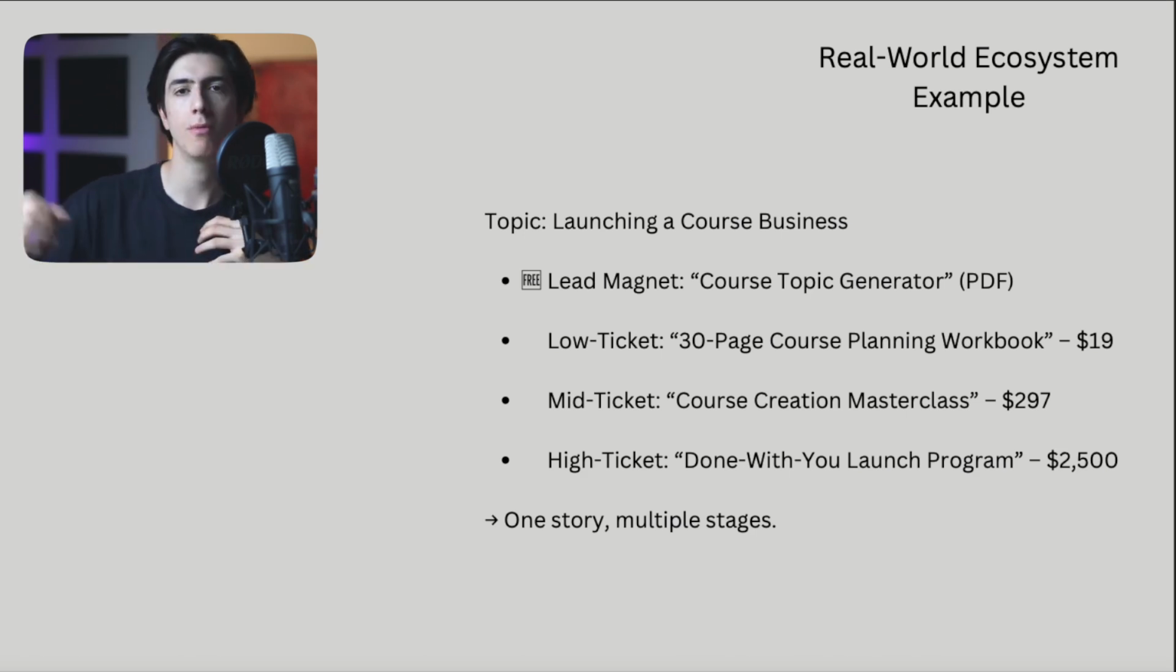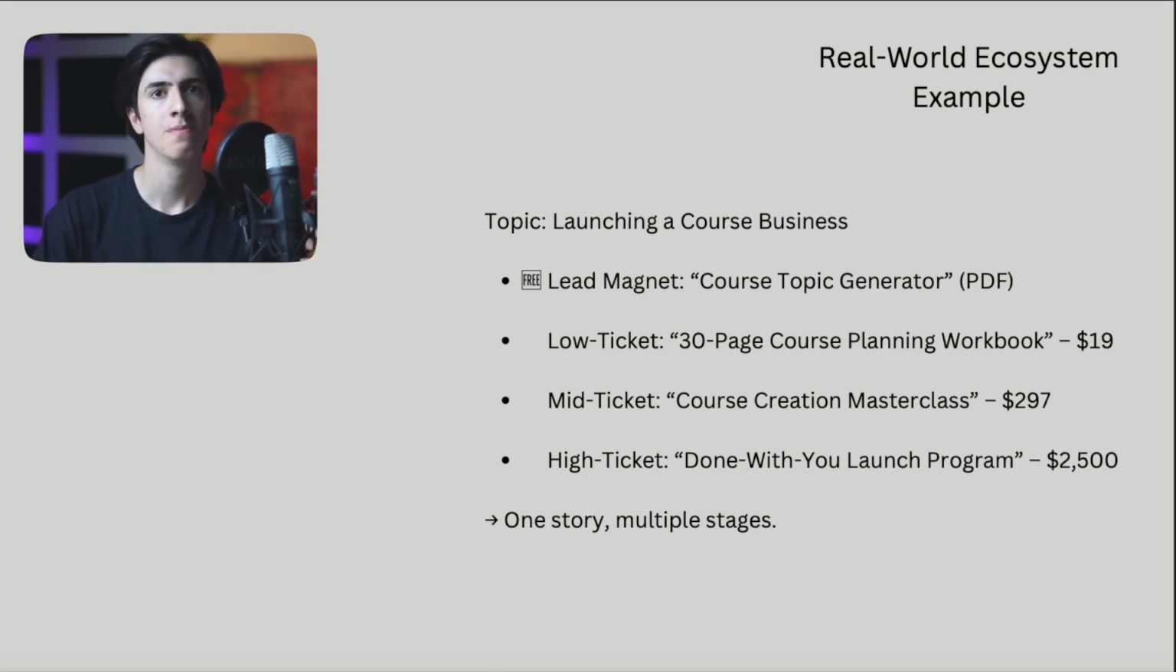And now a new problem arises, which is, okay, cool, now I know the topic. How do I plan my course out? And this is where I could sell them and smoothly upsell them to my low ticket offer, which would be the 30-page course planning workbook. And this would cost anywhere from, let's say, 10 to 20 bucks. And with 20 bucks, they have the 30-page course planning workbook, a fully functional workbook that elaborates on every single step of the process of planning your course, right?